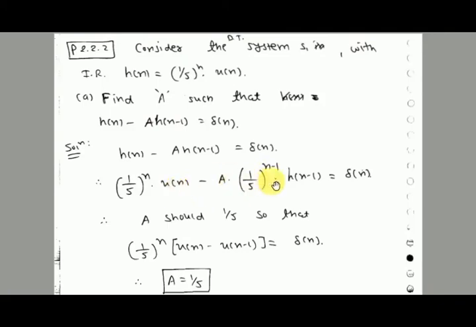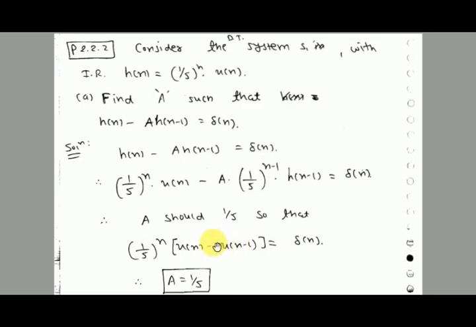Then you take common from both 1 by 5 to the power n, you will get u of n minus a into 5 into h of n minus 1. Sorry, this is u of n minus 1. So 1 by 5 whole to the power n, and inside the bracket you got u of n minus a into 5 u of n minus 1. If you take here a as 1 by 5, 5 will be cancelled, so you will get 1 by 5 whole power n and u of n minus 1.